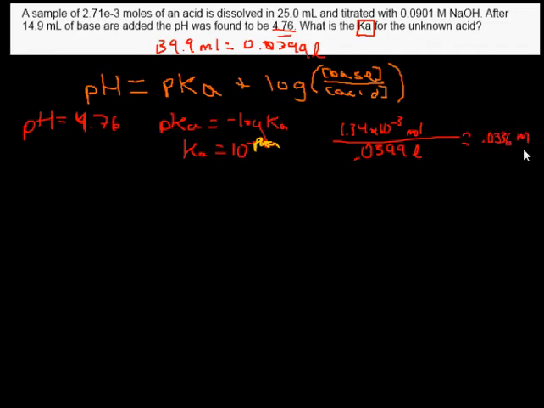0.0336 M, and that is for the base. Okay, so we have the concentration of the base. Now we need to figure out what the concentration of the acid is to plug that in there. Well, how do we do that? We know the total volume is 0.0399 because that's what we discussed here.